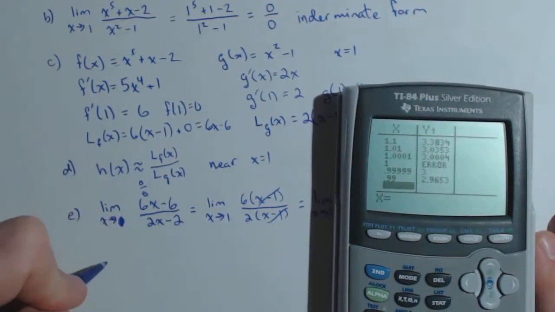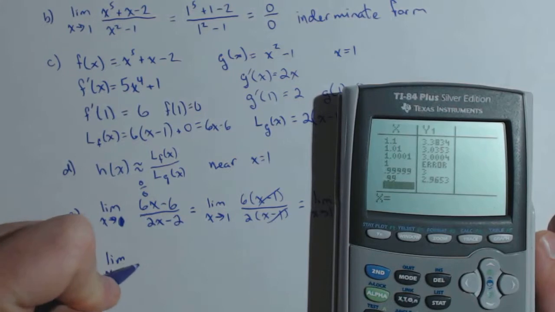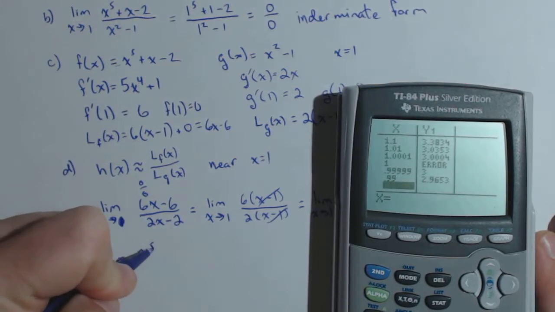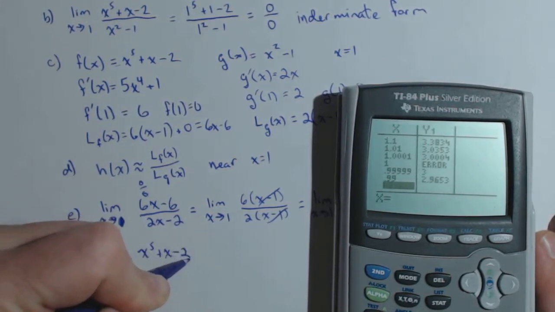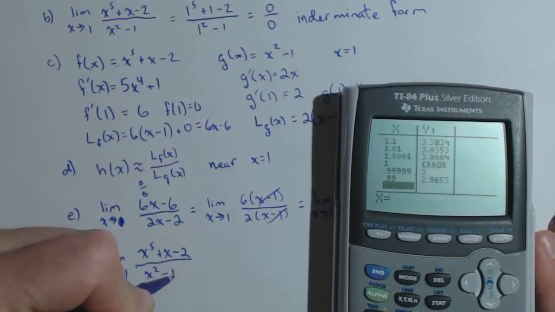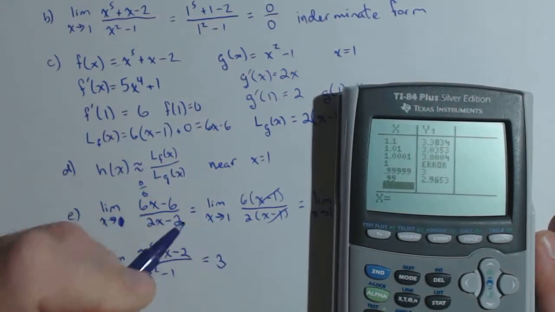So as we conclude, the limit as x goes to 1 of our original function, x to the fifth plus x minus 2 over x squared minus 1, is going to be 3.